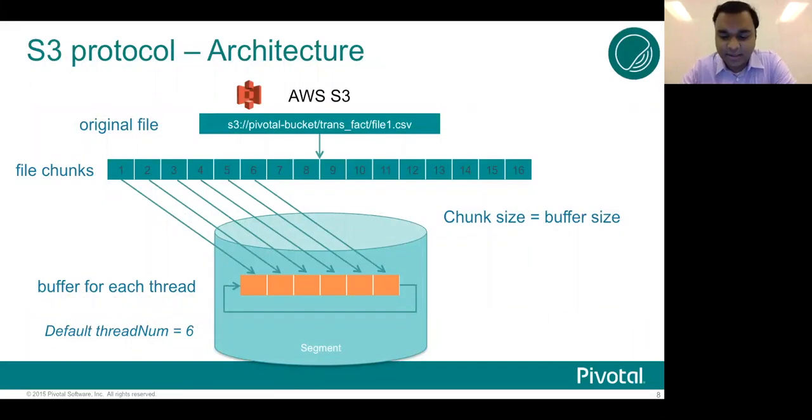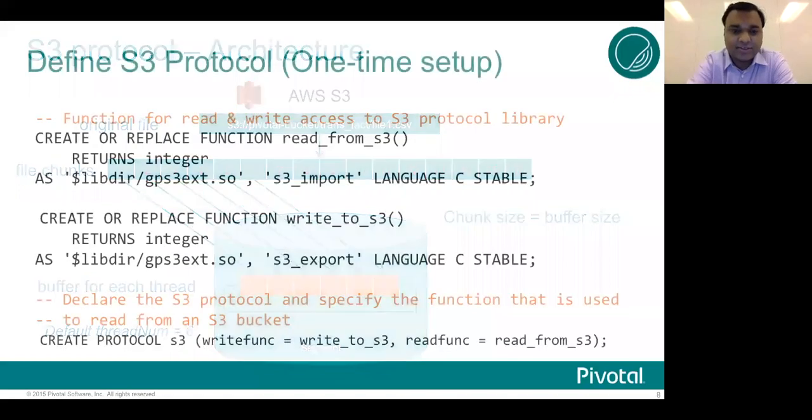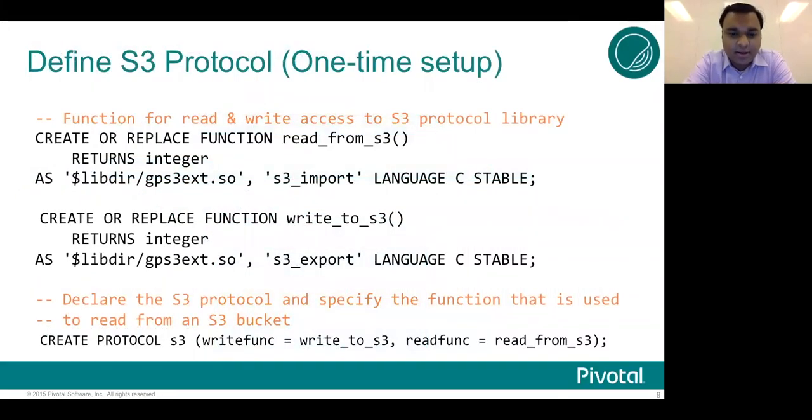I'll take questions later. So this is the technical overview. And setting it up is super easy. If you have any Greenplum version 4.3.9 and above, it's as simple as setting a protocol, and it's a one-time job actually. You just define a protocol and declare it, and that's it.